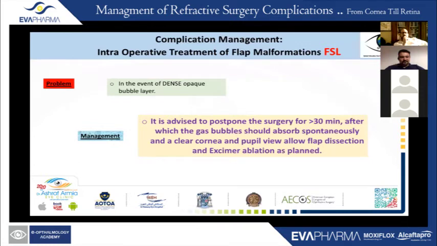Another problem, if you have a dense opaque bubble layer, OBL very dense, so don't go, stop, leave the patient for more than 30 minutes. The gas bubble will be absorbed spontaneously, clear cornea will appear, the pupil view allows flap dissection, and the excimer laser is planned.